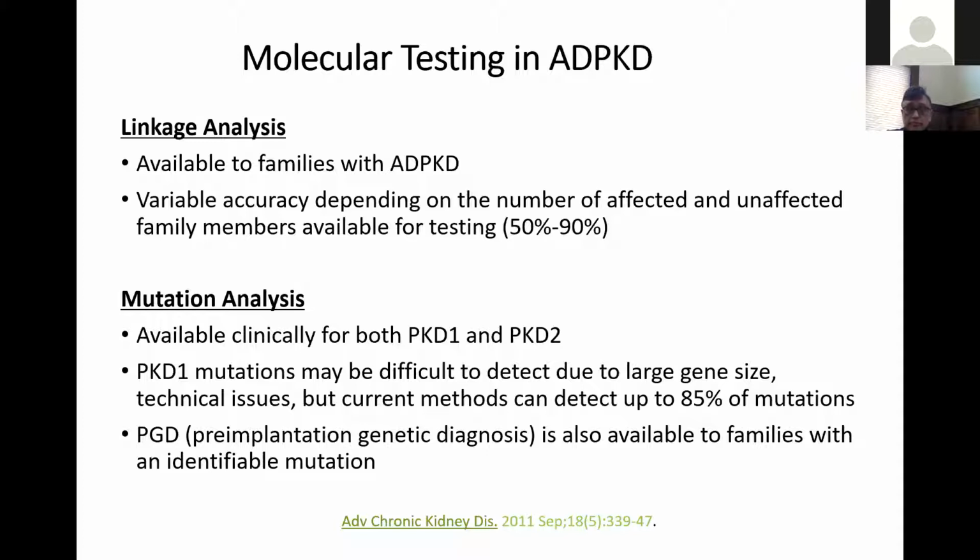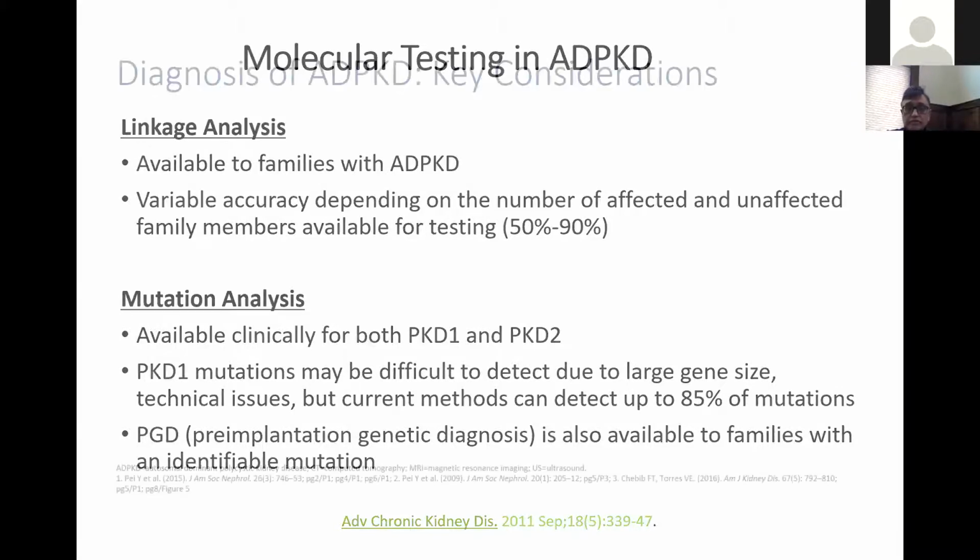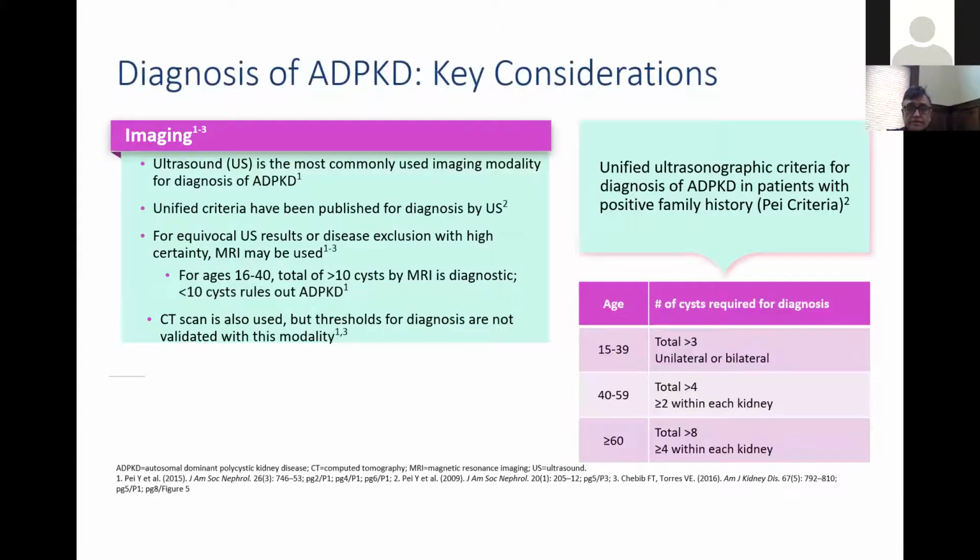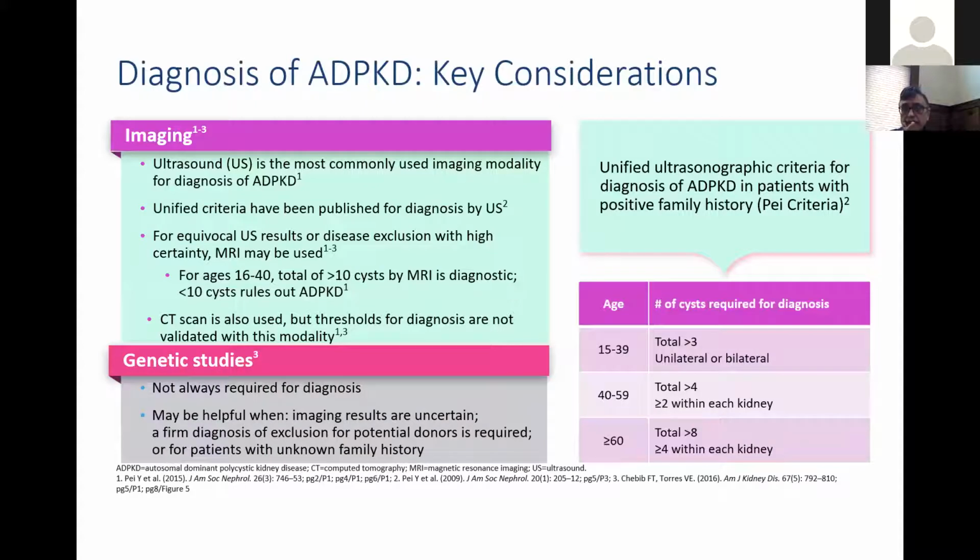You can also do a pre-implantation genetic diagnosis, which is available for families. PKD mutation may be difficult to detect due to the large gene size and technical issues, but current methods can detect around 85% of mutations. Now, these are the Ravine criteria, applicable to ages 15 to 39: more than 3 unilateral or bilateral cysts; for ages 40 to 59, more than 4, with 2 in each kidney.